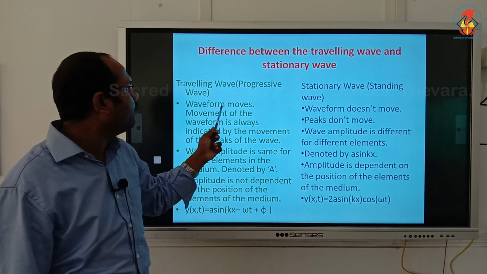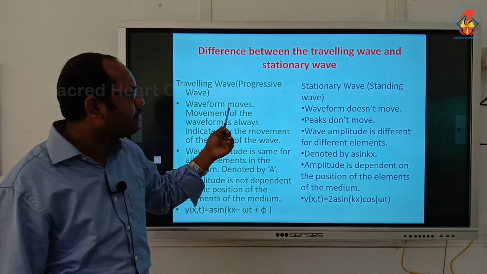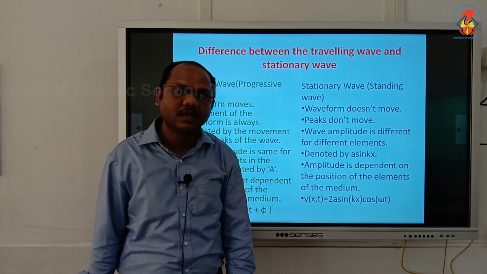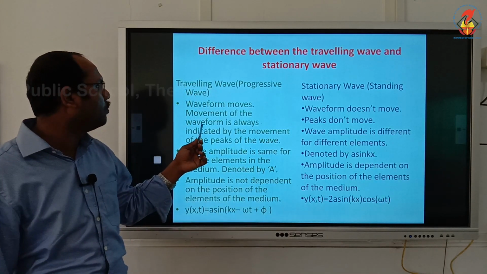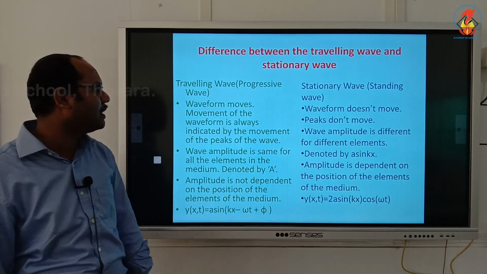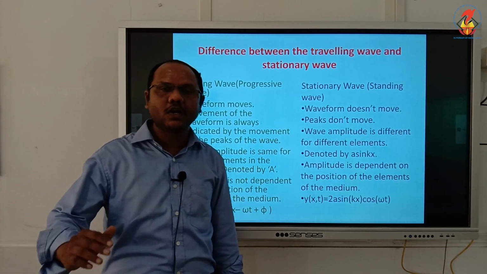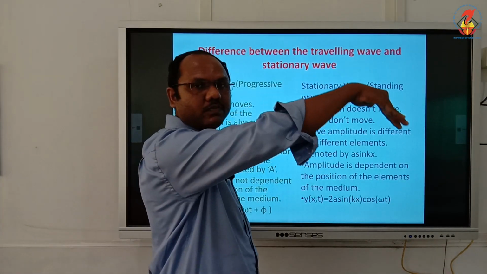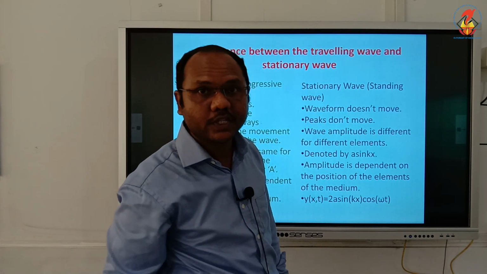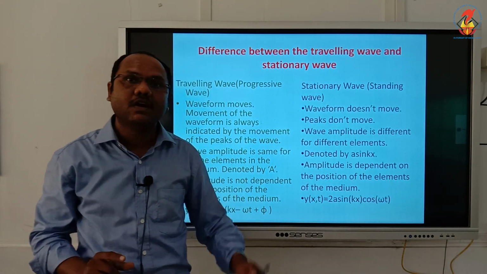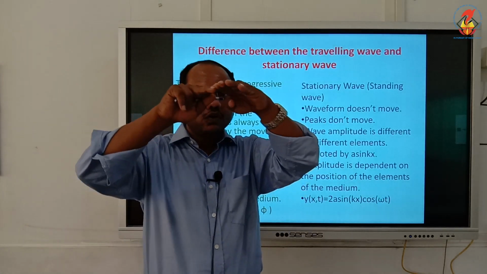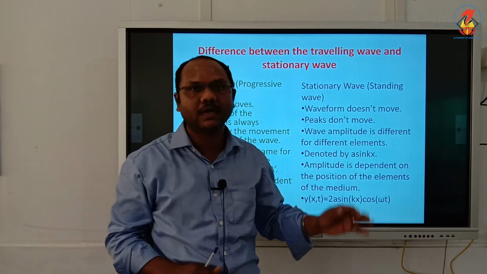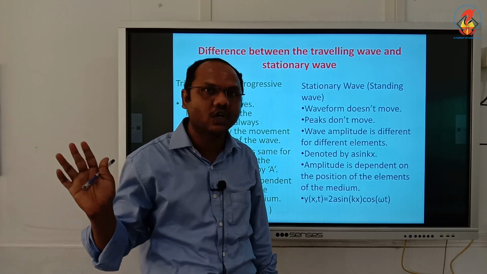The waveform will move. That is why it is called a traveling wave. In a stationary wave, the waveform does not move. Here the movement of the waveform is always indicated by the movement of the peak of the wave, because for a progressive wave the peak is moving forward. That is what we call wave motion. But in a stationary wave, what I have drawn and shown, those peaks always remain constant. Those peaks are not moving.